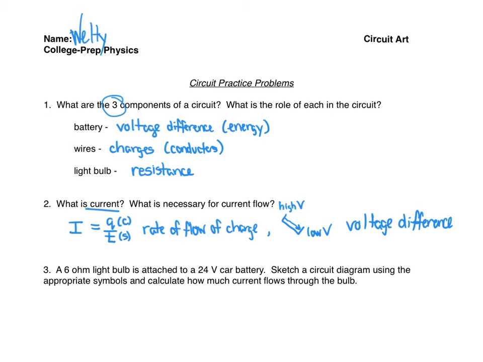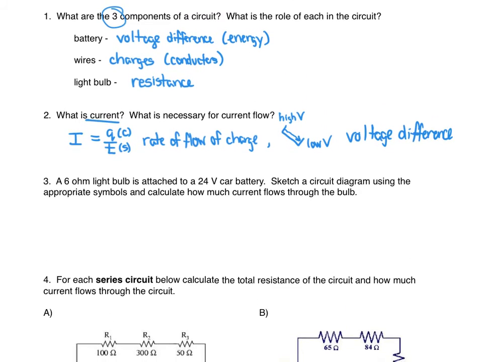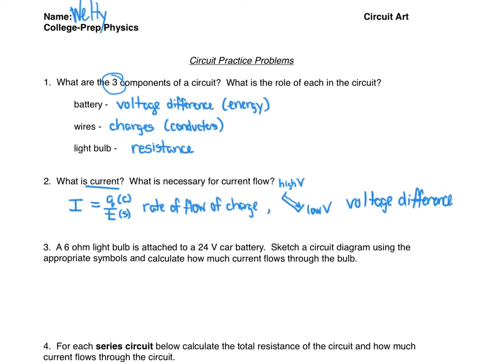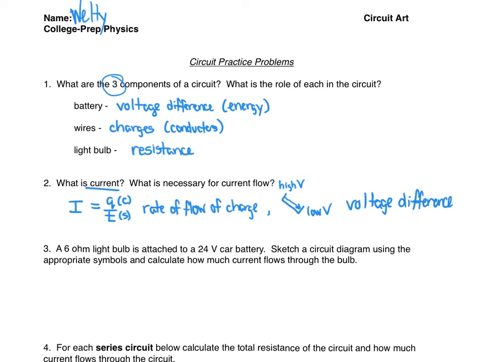And it says a 6 ohm light bulb is attached to a 24 volt car battery. Sketch a circuit diagram using appropriate symbols and calculate how much current flows through the bulb. All right, so we're just looking to see that you can draw a circuit diagram.